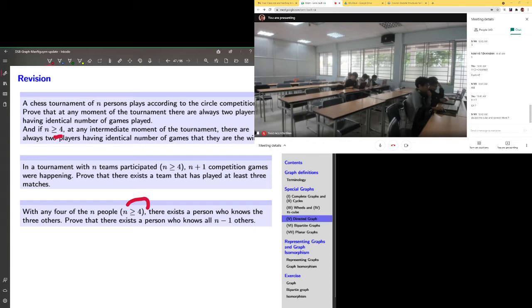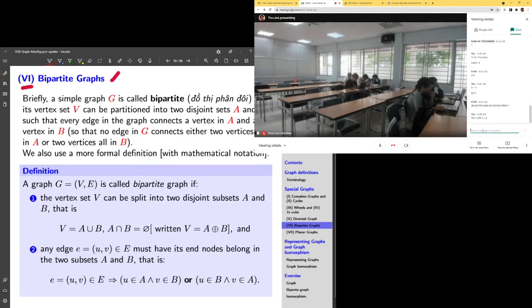We move to the 6th specific graph. This is considered one of the most useful structures and graphs in reality, the bipartite graph. We read this bipartite graph. So this is the informal definition. Briefly, informally, a simple graph we call bipartite if the vertices can be split into two disjoint sets A and B.